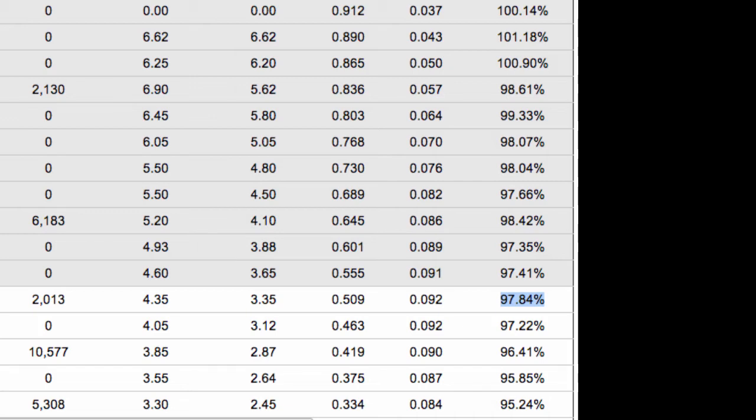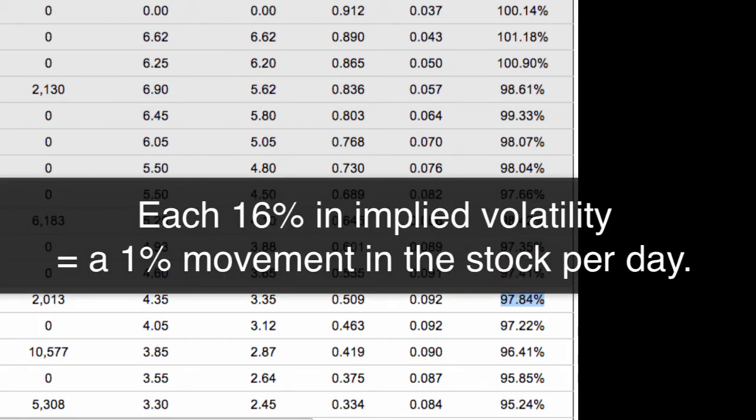Every 16% of implied volatility is a 1% movement in the projected movement of the stock. Every 16% equals a 1% movement in the underlying stock, okay? A 1% movement in the stock, meaning it's going to move 1% in a day, okay?